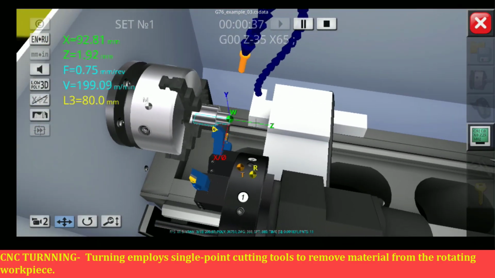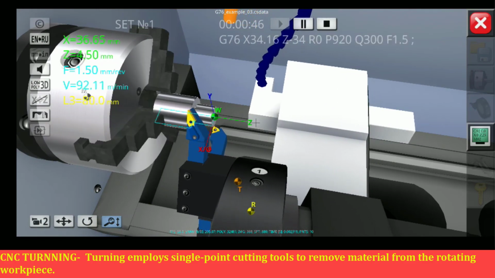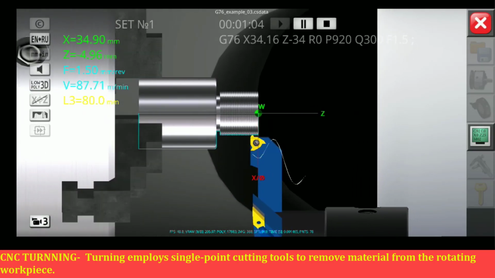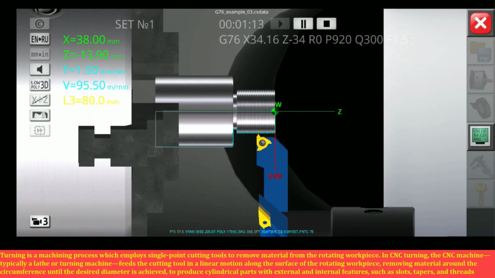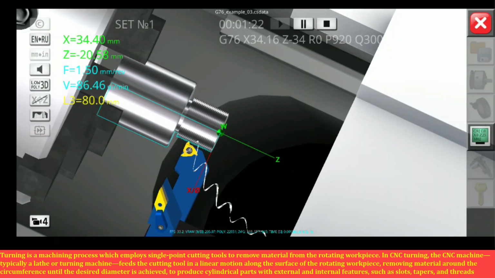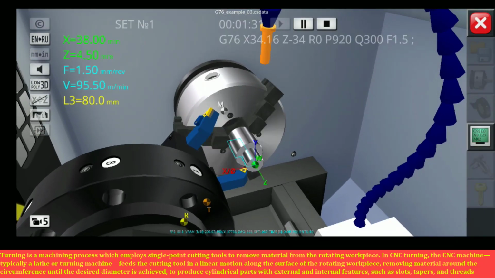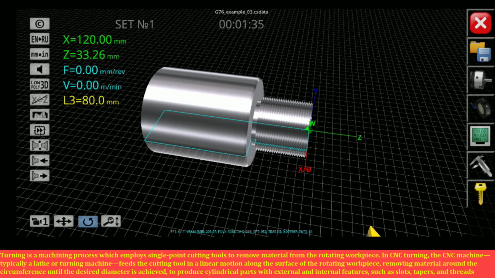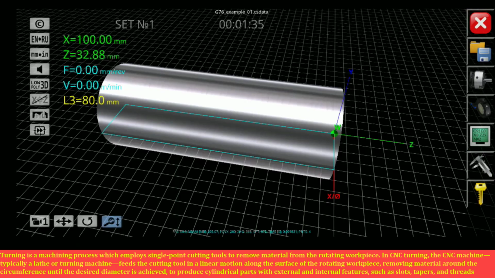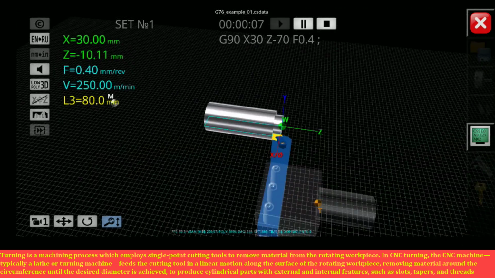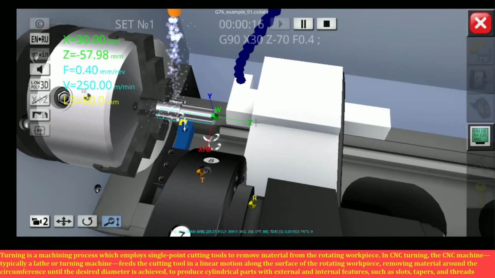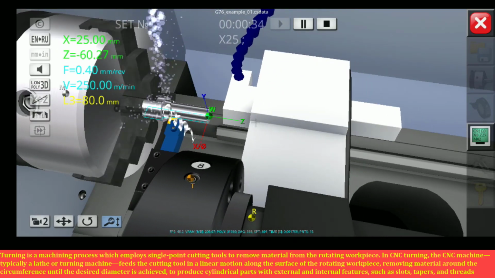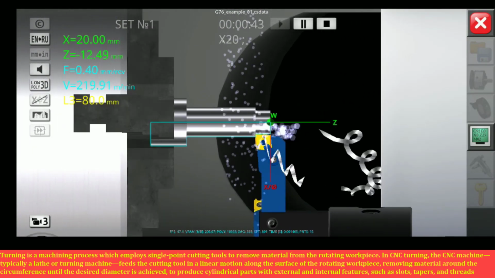CNC turning is a machining process which employs a single point cutting tool to remove material from the rotating workpiece. In CNC turning, the cutting tool feeds in a linear motion along the surface of the rotating workpiece, removing material all around the circumference until the desired diameter is achieved to produce cylindrical parts. Some of these processes are totally dependent on the turning machine for a round workpiece, that is boring, facing, grooving and thread cutting. These are the common operations used in a CNC turning machine.